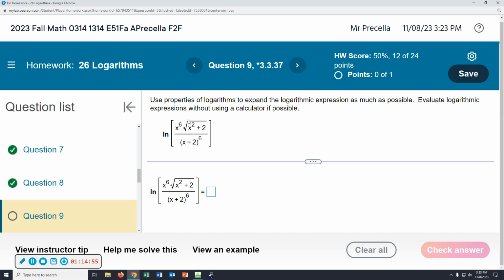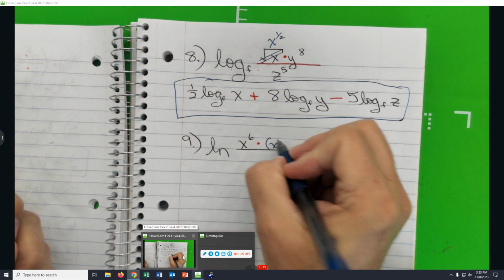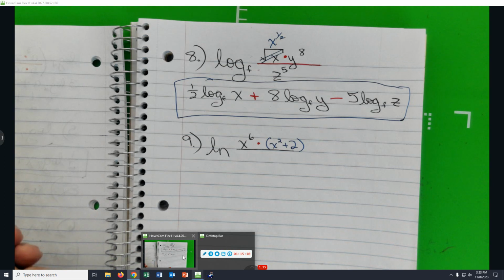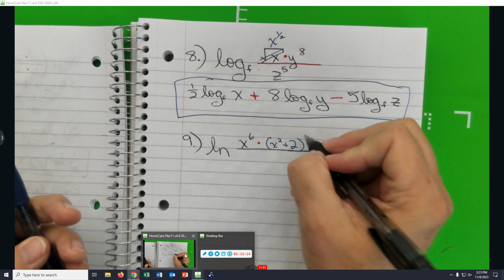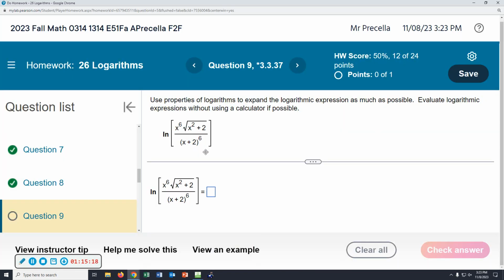The square root is the same as what exponent? So you have x squared plus 2. Notice how I'm going to write this. x squared plus 2 to the, what was the square root? 1/2, okay. And what have we got on the bottom? x plus 2 to the 6th. So there are two 6 exponents.